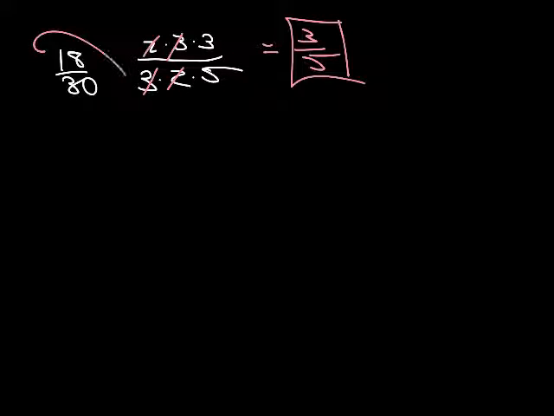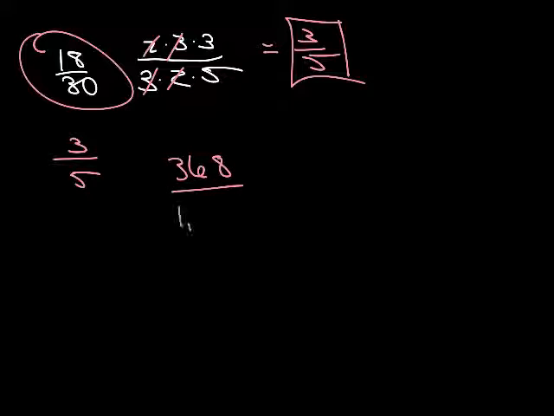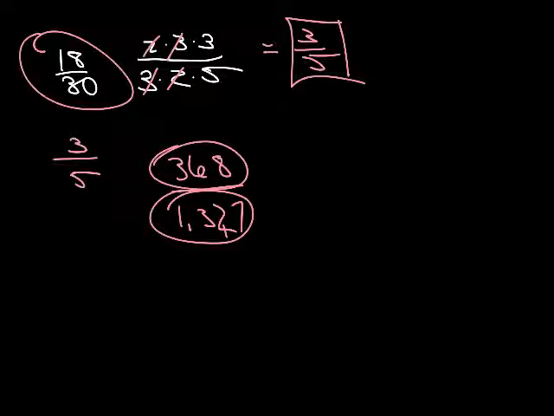Now a lot of you will look at this and go, oh, 6 goes into 18 3 times, 6 goes into 30 5 times, done. That's fine. But when I give you a number like 368 over 1,327 and ask you to reduce it, you're not going to do it as easily. So if you can write the product of primes of this, product of primes of that, and cancel what's common in the numerator and denominator, you'll get your reduced fraction.